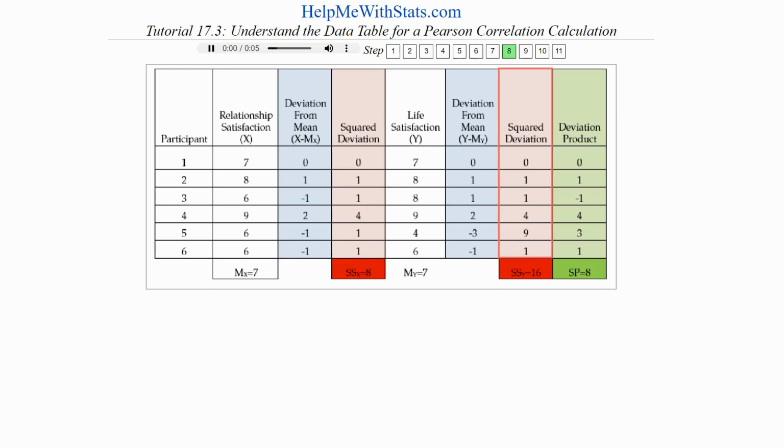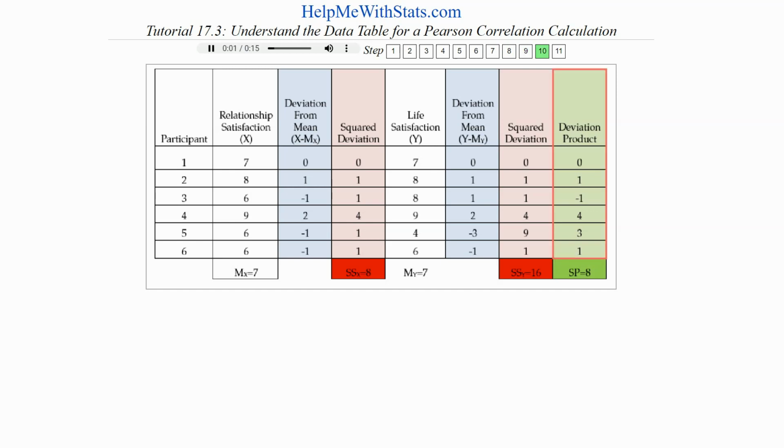Also in pink, we have the square of the life satisfaction deviations for each score. These squared deviations are summed to equal the sum of squares for the y variable of life satisfaction. With these data, the sum of squares for the y variable is 16.